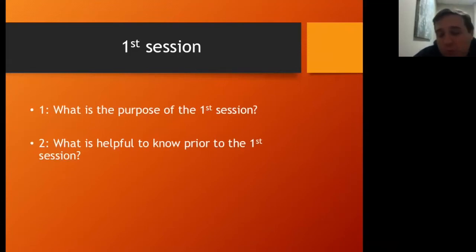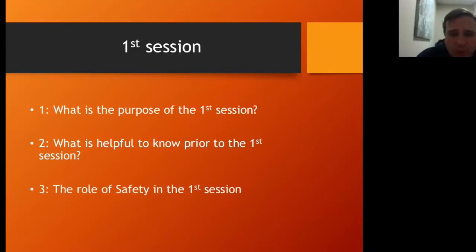What's helpful to know prior to the first session? For each of your agencies, I want you to think about number two in relation to your clients and your work. What would you want to know prior? What type of collateral information would be helpful? Because sometimes we can think of our agencies as, we're just sort of stuck. This process is how it's always been, but we can push for things.